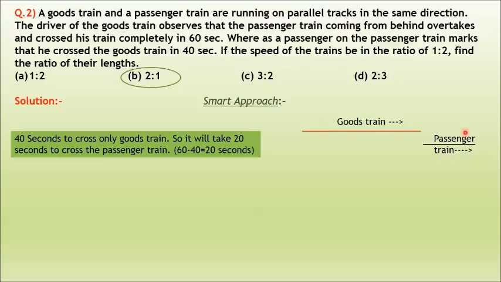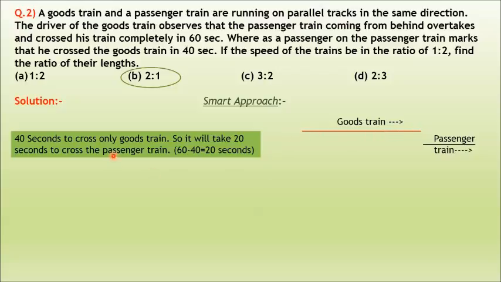The conditions given in the question are as follows. When the passenger train crosses the goods train completely, it would have covered the length of both trains, and when a passenger on the passenger train crossed the goods train, it would have covered the distance of the goods train only. So if it takes 40 seconds to cross the goods train, it will take 20 seconds to cross the passenger train, because in the first condition, when it was taking 60 seconds, the lengths of both trains were included, and in the second condition, the 40 seconds were needed to cross the goods train only.